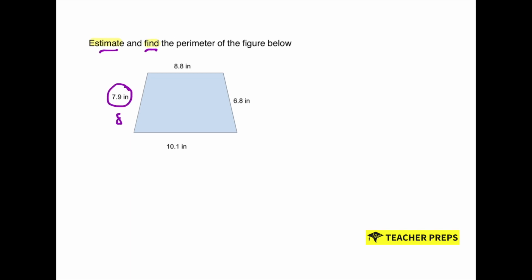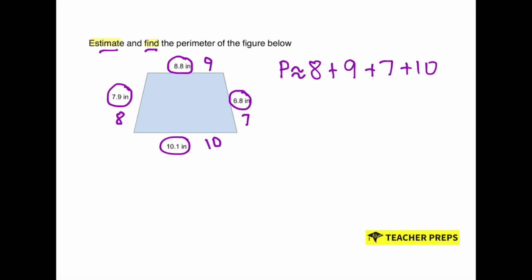7.9 is really close to 8, so we can round and say it's 8. 8.8 is really close to 9, so we can round and say that side is 9. 6.8 is close to 7, and 10.1 is close to 10. Now we can find the perimeter of the rounded sides. So we can say the perimeter is about 8 plus 9 plus 7 plus 10. To do some quick math, 8 plus 9 is 17 and 7 plus 10 is 17. So the perimeter is about 34 inches.